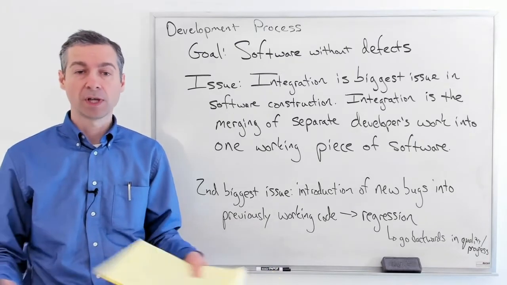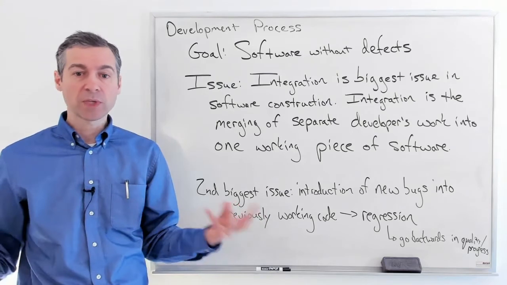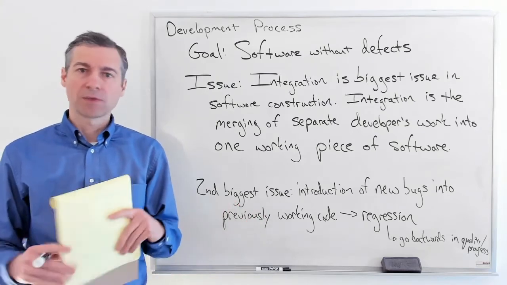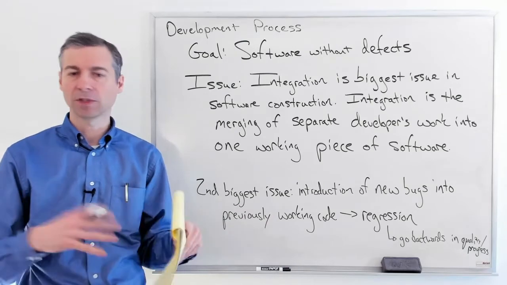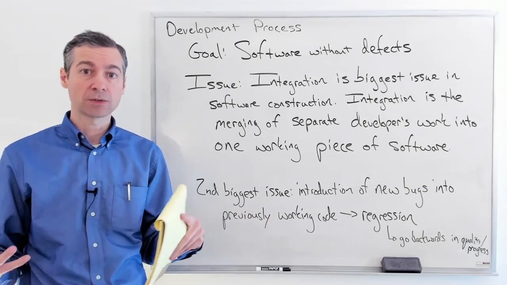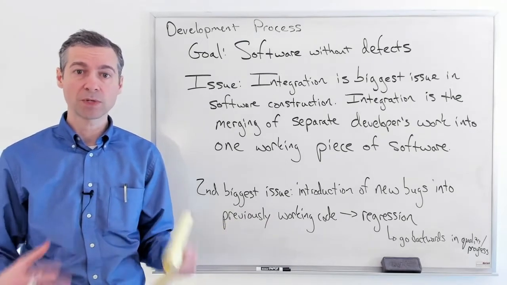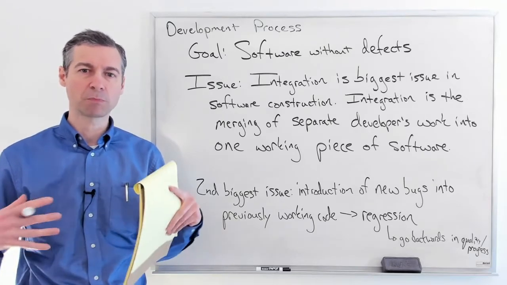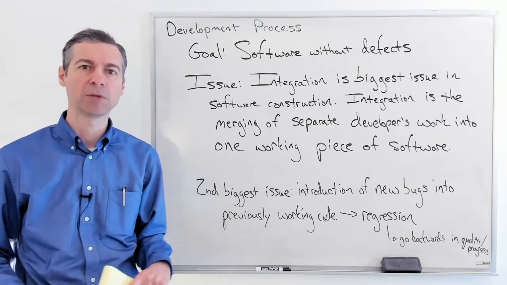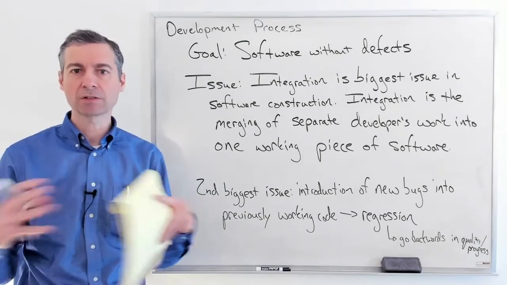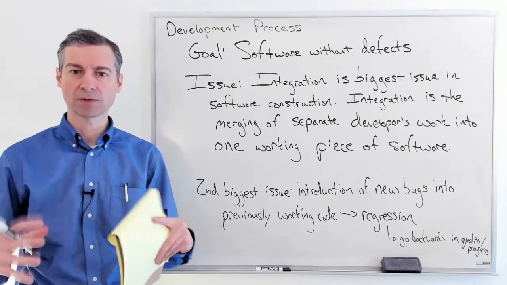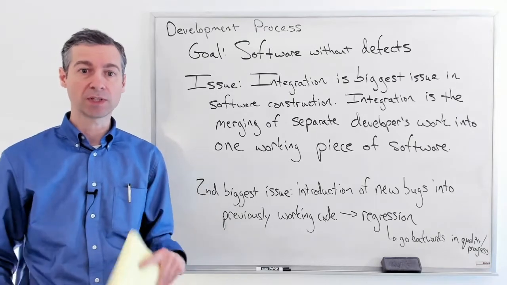The other issue is when we integrate things, often we've got other sorts of communication problems and all sorts of things, and that introduces bugs, defects as well. So integration ends up being sort of the biggest hurdle to overcome for shared software development. We've got to be able to integrate all of our work into a cohesive whole that's free of defects.